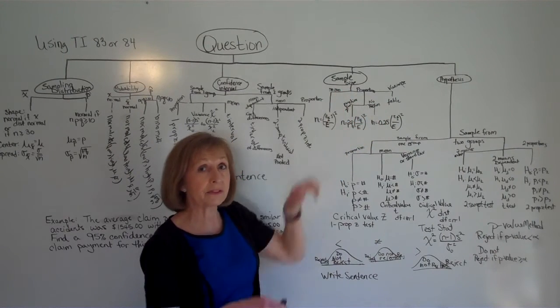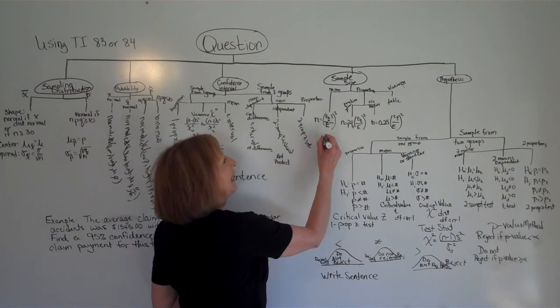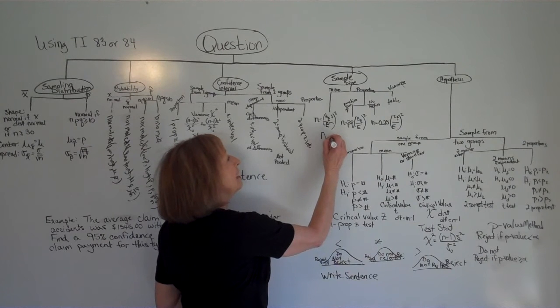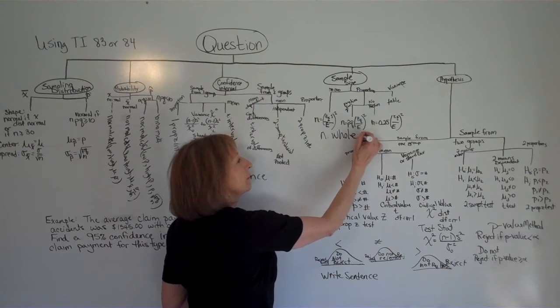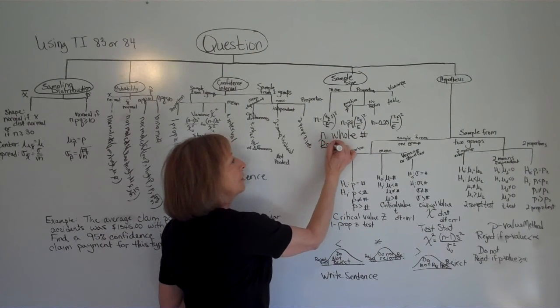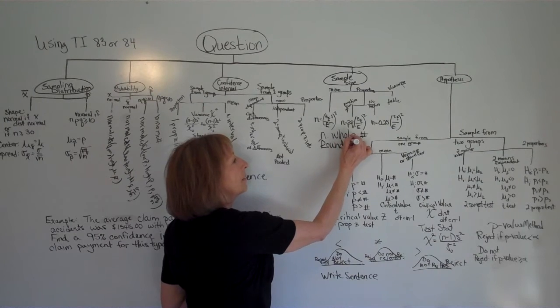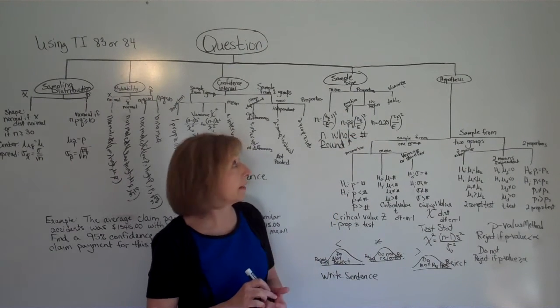Now with sample size, my n has to be found to be a whole number, and you round up. Not nearest, but up.